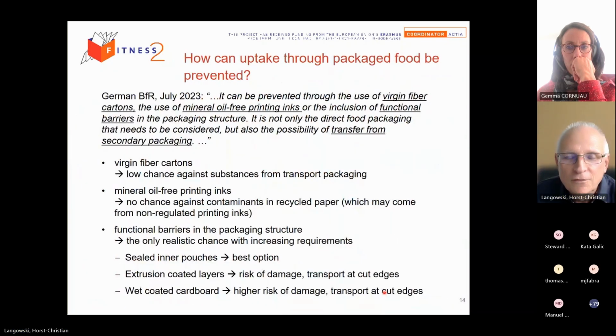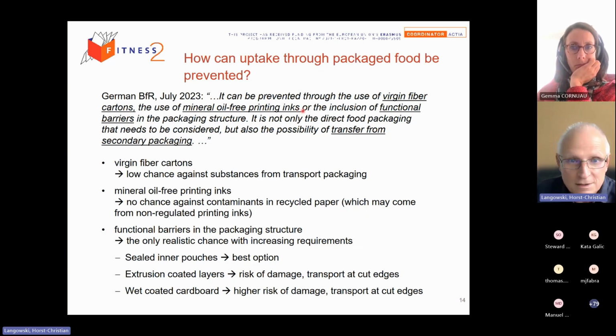Okay, so main question, how can the uptake be prevented? And our German authorities already made some statements about that. They said that it can be prevented through the use of virgin fiber cartons, mineral oil-free printing inks. You see already the French ordinance behind this, or the inclusion of functional barriers in the packaging structure. And you should think about the transfer from secondary packaging.